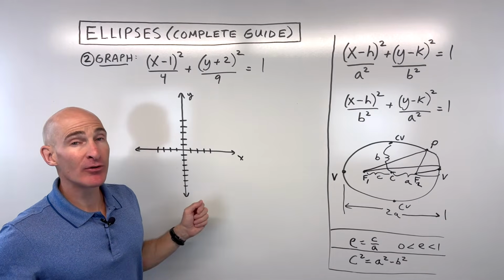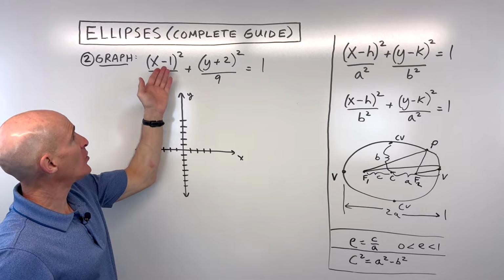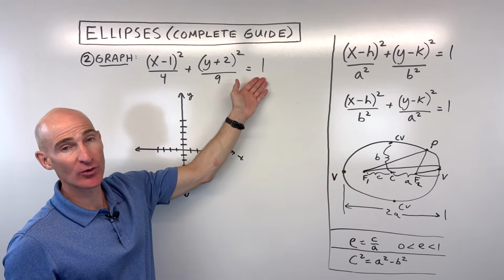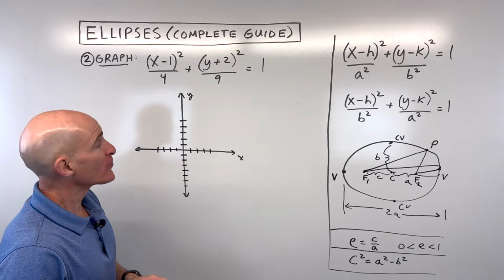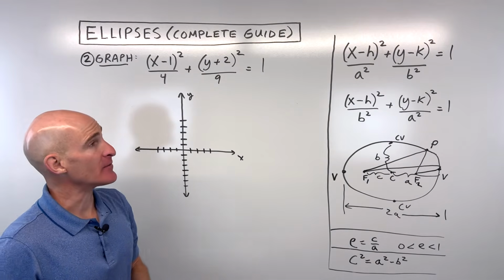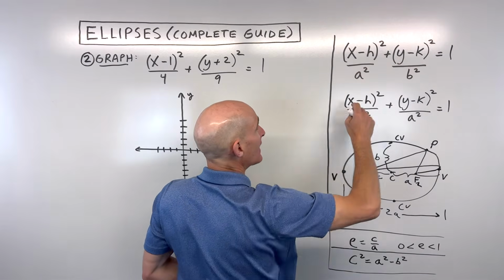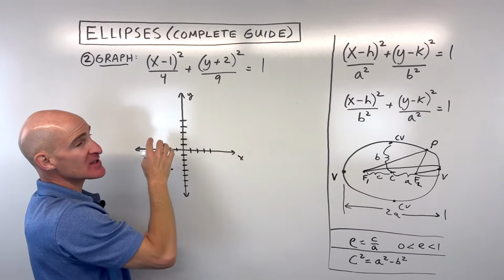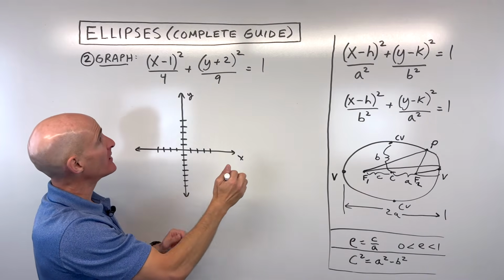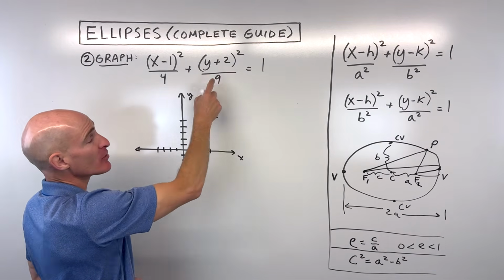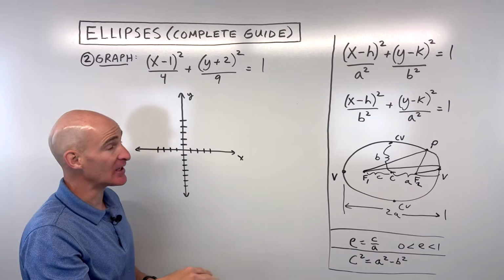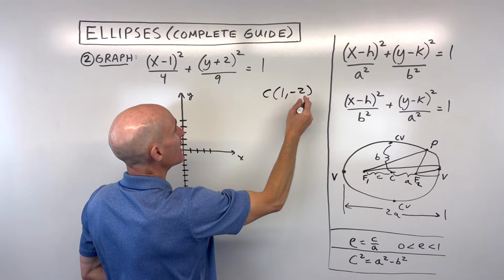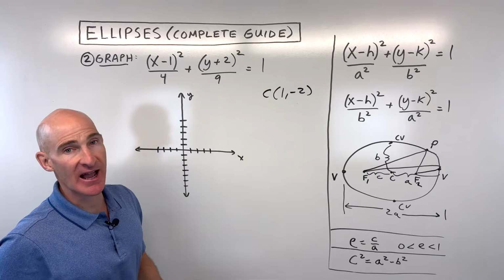Okay, let's take a look at example number 2 now. We have x minus 1, the quantity squared over 4, plus y plus 2, the quantity squared over 9 is equal to 1. First thing we want to do is find the center of this ellipse, and that's going to be our h comma k value. Now notice that this is minus 1, but that means it's actually going to shift the graph right 1. So it has the opposite effect. Same thing here, the plus 2, it's actually going to shift it negative 2 or down 2. So our center here is going to be at 1 comma negative 2. Just remember it's the opposite sign.